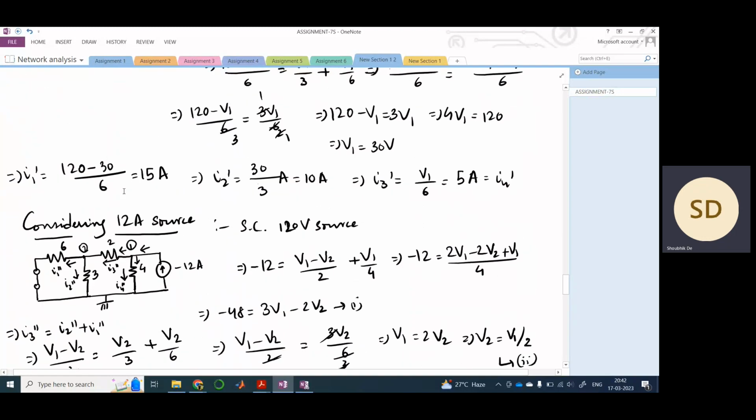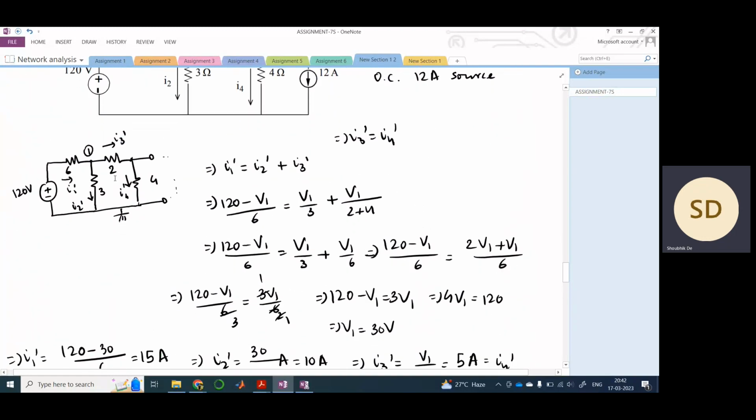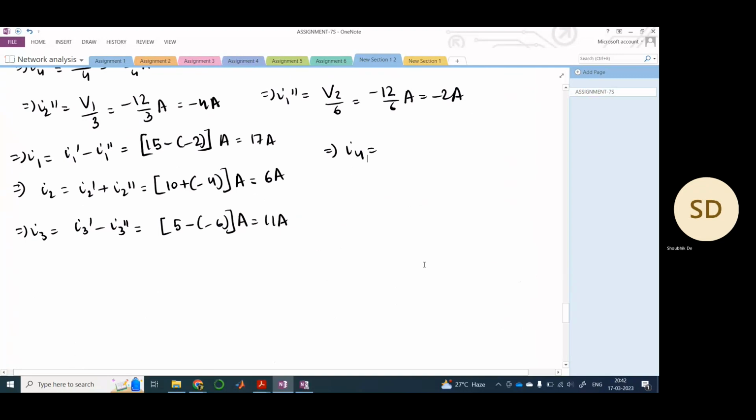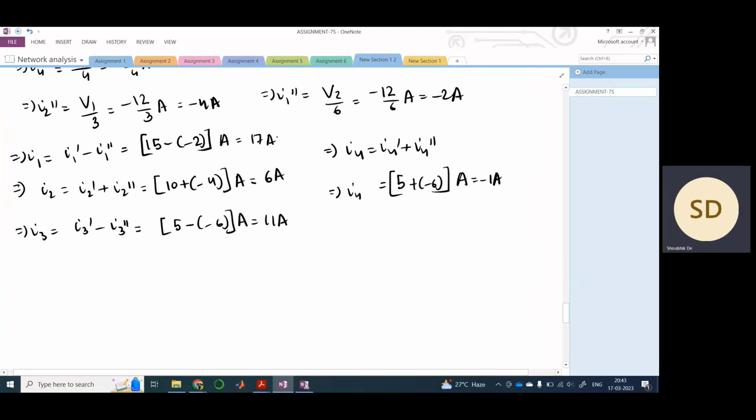Finally, I4 is how much? I4 is again pointing downwards in both the cases, right? So here, here, and here. So I4 is I4 dash plus I4 double dash. Therefore, this is 5 plus minus 6. Oh, minus 1.